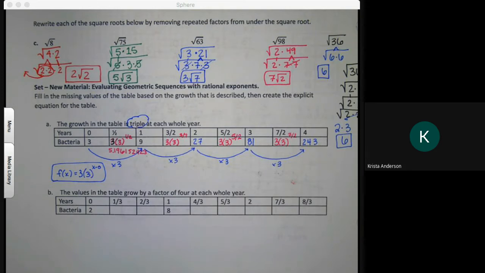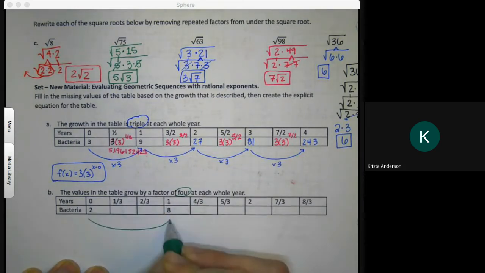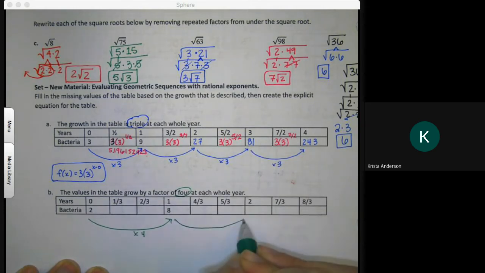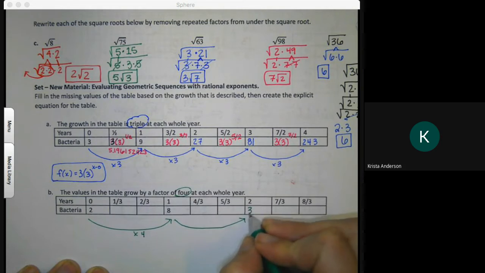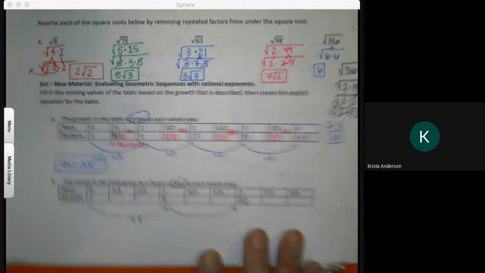All the fractions should be with decimals, that's right. Just write it. All right, I'm gonna start filling in. I am growing by a factor of 4, so that says times by 4. 8 times 4, 32. And there are no other whole numbers, so I can't fill in those.